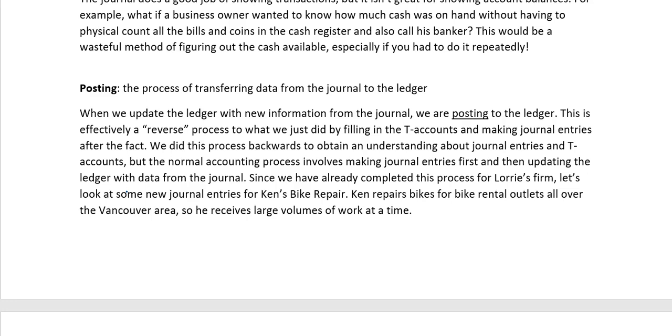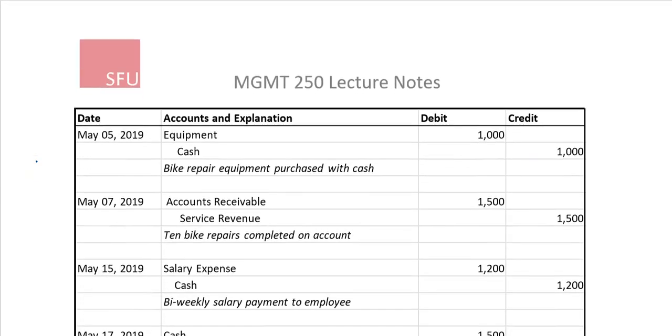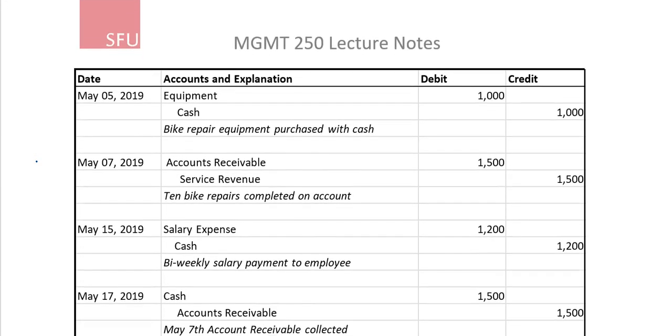Since we have already completed this process for Lori's firm, let's look at some new journal entries for Ken's bike repair. Ken repairs bikes for bike rental outlets all over the Vancouver area. He receives large volumes of work at a time. So here we have a bunch of journal entries. Let's go through them really quickly.